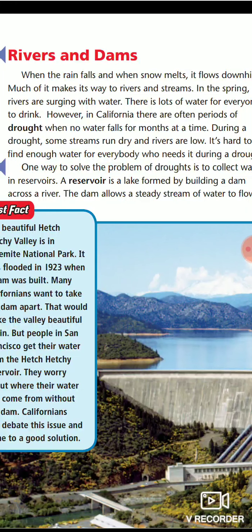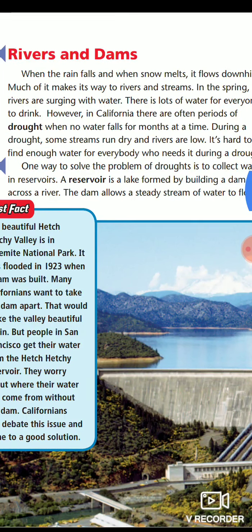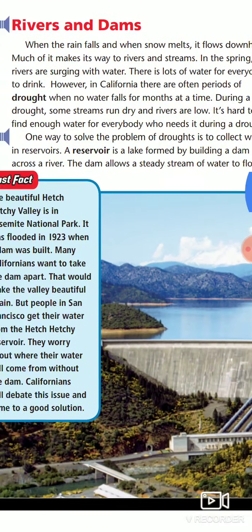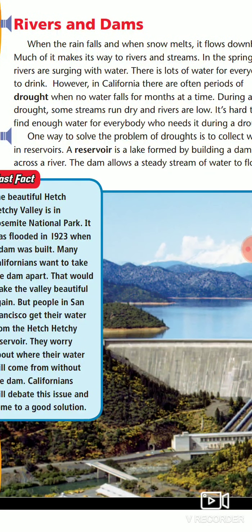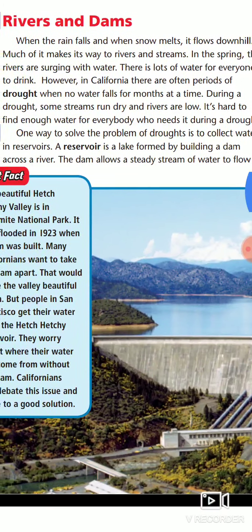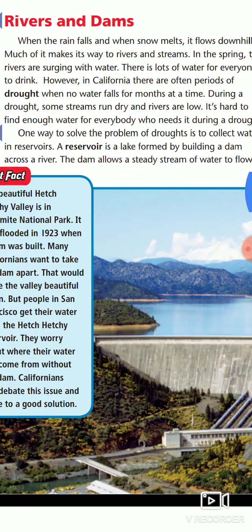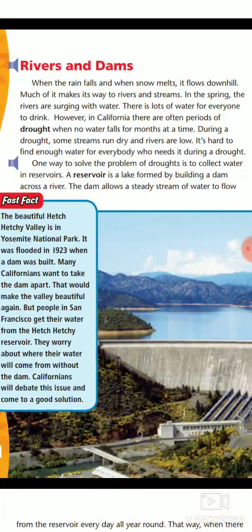Rivers and dams. When the rain falls and when snow melts, it flows downhill. Much of it makes its way to rivers and streams. In the spring, the rivers are surging with water. There's a lot of water for everyone to drink. However, in California, there are often periods of drought when no water falls for months at a time. During a drought, some streams run dry and rivers are low. It's hard to find enough water for everybody who needs it during a drought.